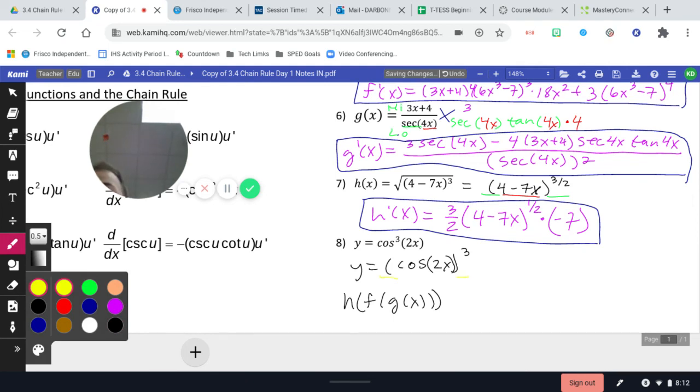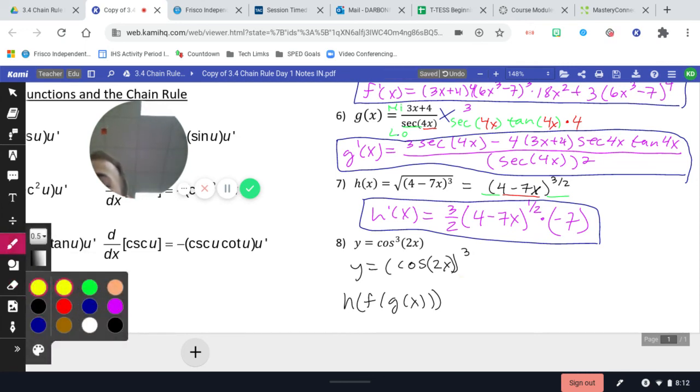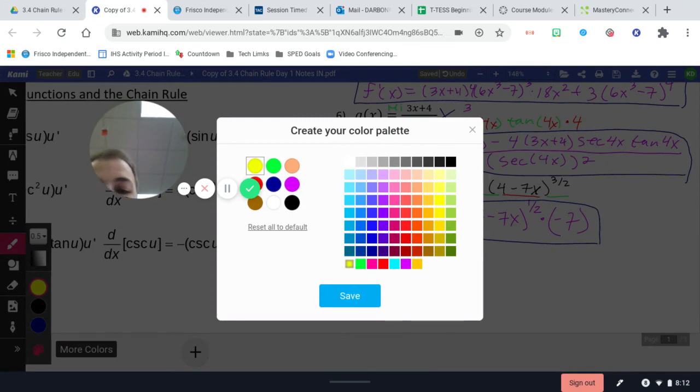None of those colors really work. Let's change up our color. Sorry, y'all. Make this one a little darker. There we go.